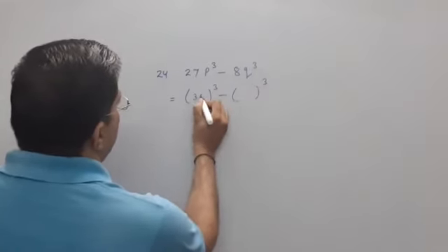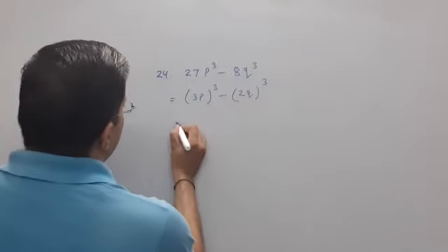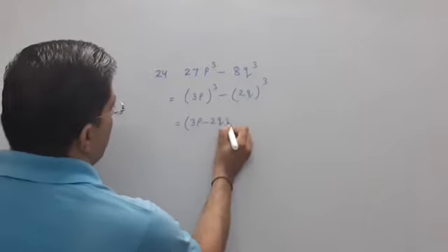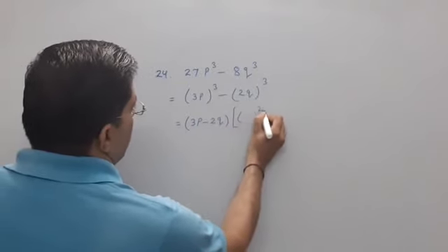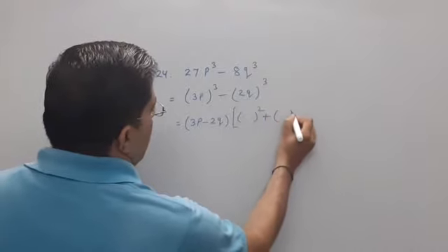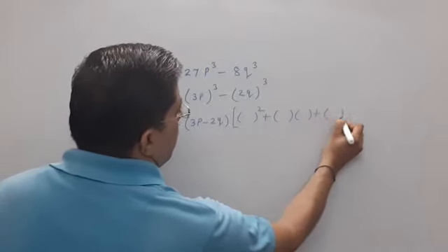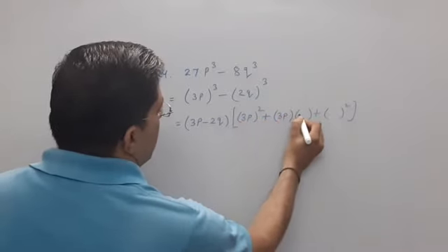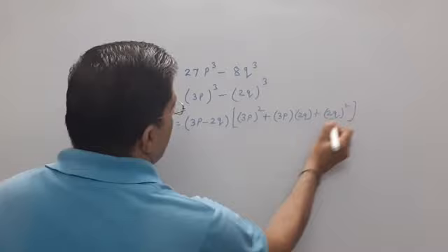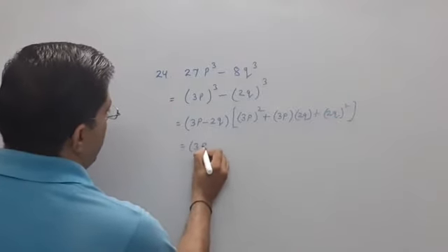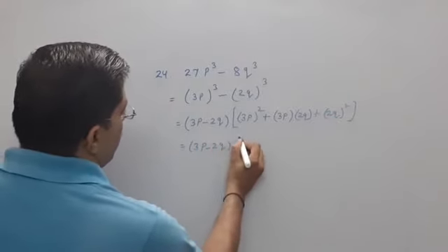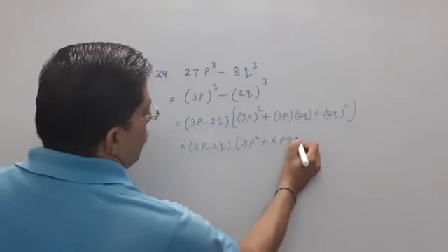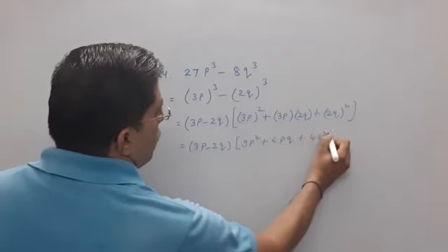That is 3p. Here is 2q. Now then a minus b, 3p minus 2q. Then a square plus ab plus b square. What is a? 3p, 2q, 2q. Now the last step, 3p minus 2q. This is your 9p square, 6pq plus 4q square.